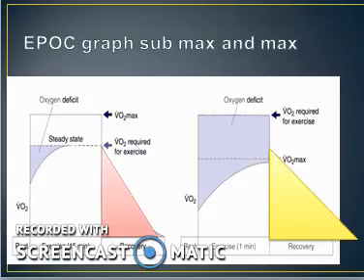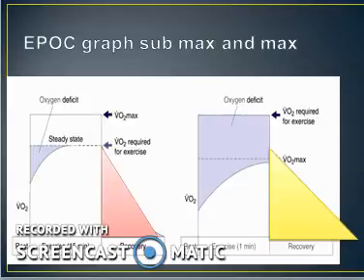I'll start off by explaining what EPOC is in submaximal and maximal exercise. So EPOC is excess post-exercise oxygen consumption above resting values. When you're doing submaximal exercise, so the graph on the left, you won't be using much oxygen, as you're not working that intensely, so you won't have a massive oxygen deficit, whereas in maximal exercise you will, so you have a much bigger oxygen deficit.